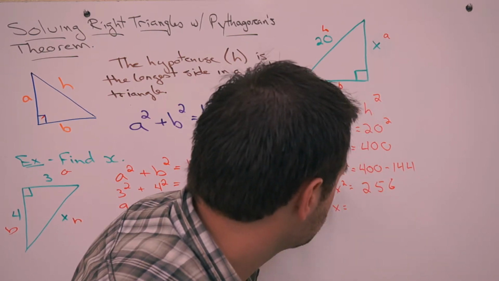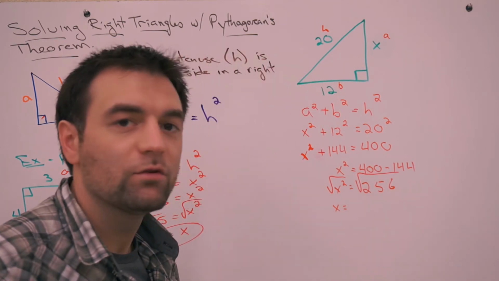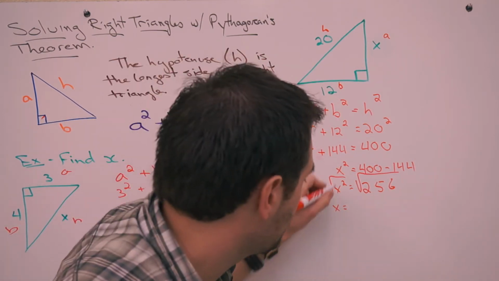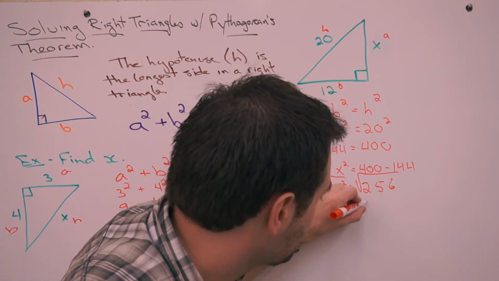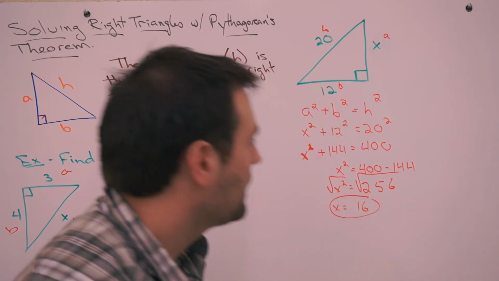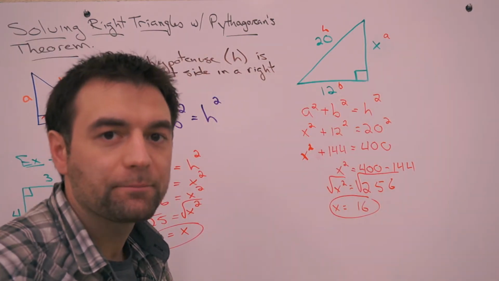And then we need to take the square root of both of those numbers to get our final answer. So x is the square root of 256, which is 16. And that there is our missing side.